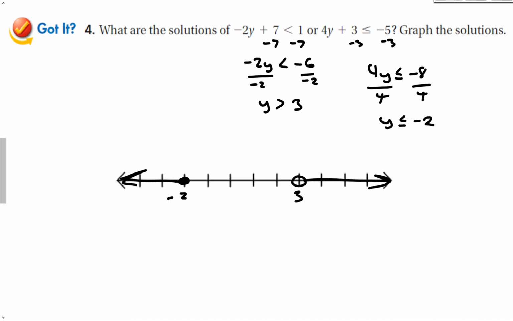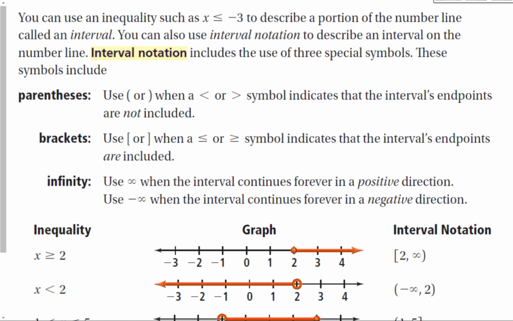So the last thing we want to talk about is something called interval notation. We can use an inequality such as x is less than or equal to -3 to describe a portion of the number line called an interval. We can also use interval notation to describe an interval on the number line. Interval notation includes the use of 3 special symbols. These symbols include parentheses, when we're going to talk about a less than or a greater than symbol. And it indicates the interval's endpoints that are not included, right? Because we're just less than or greater than, we're not or equal to.